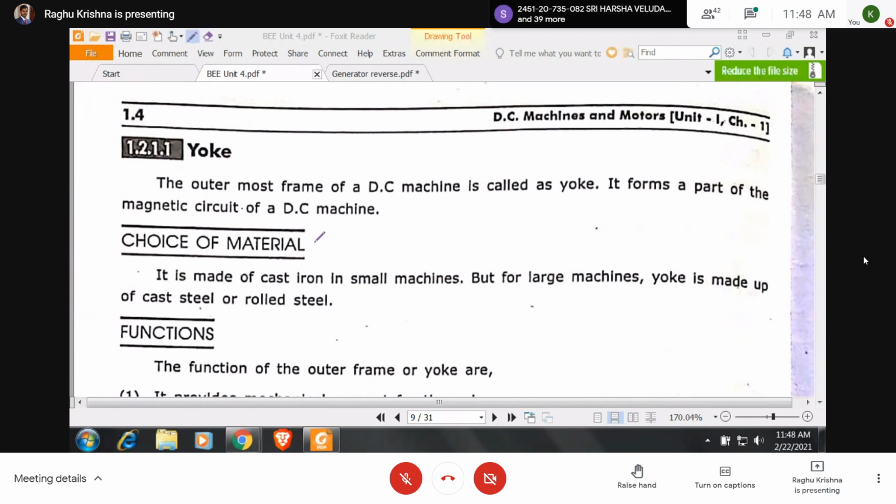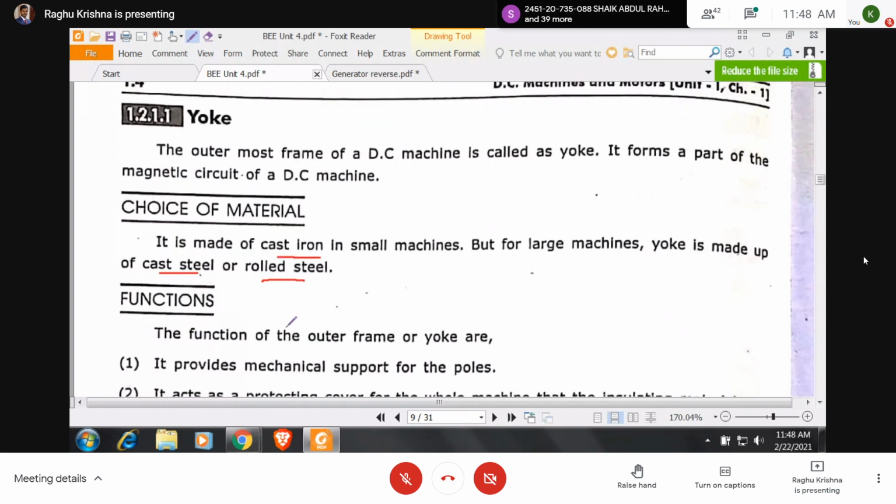The core is made up of magnetic material like iron or steel. Next, the choice of the material. It is made up of cast iron in small machines, but for large machines, the yoke is made up of cast steel or rolled steel. So finally, the yoke is made up of iron or steel.